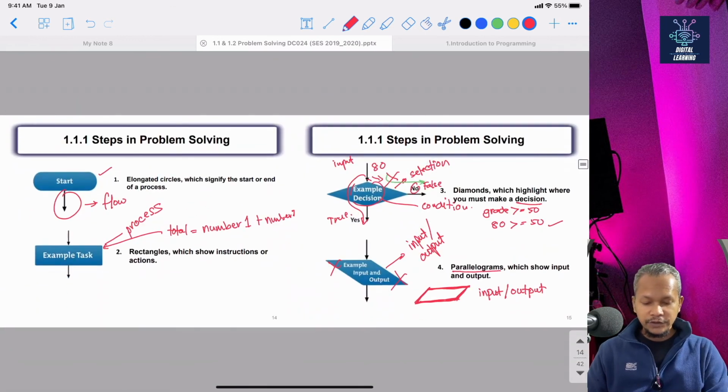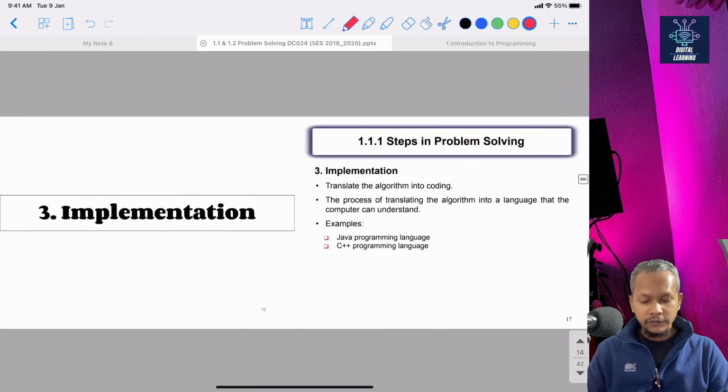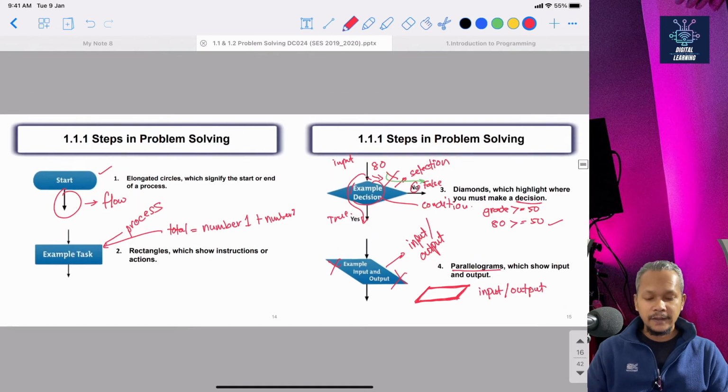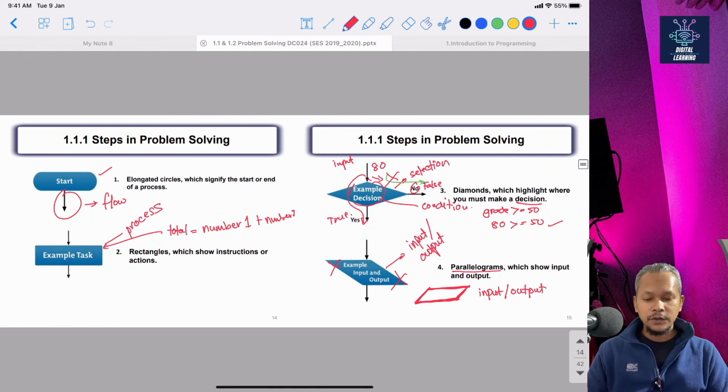For flowchart, you need to know the function of the shapes, and then you are able to draw the flowchart symbols. So that's all for this video. You already learned about two things in the steps of problem solving. Thank you. See you soon.